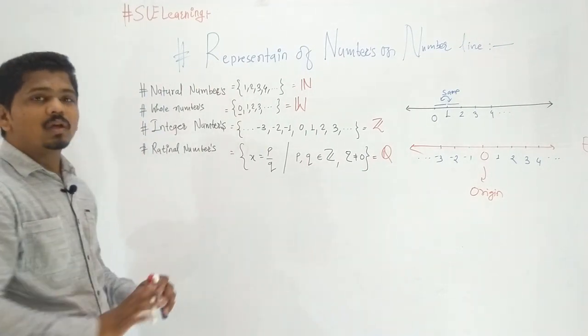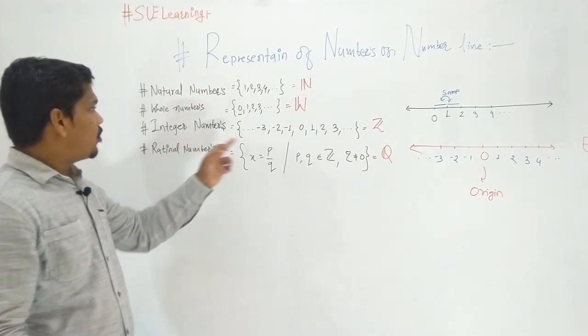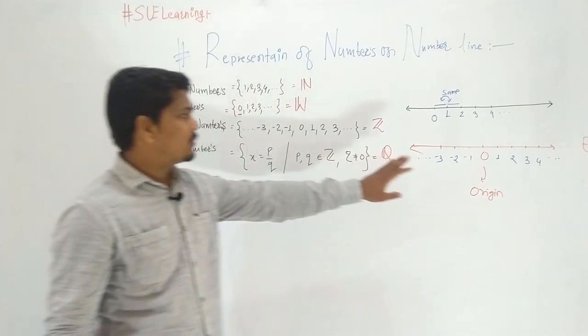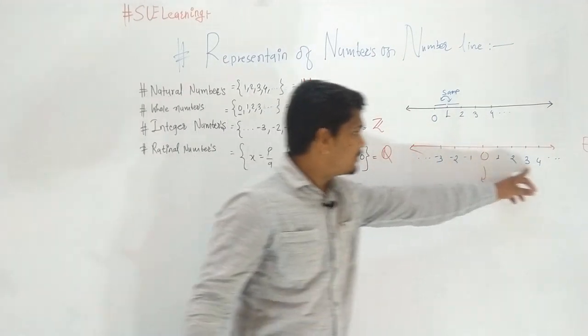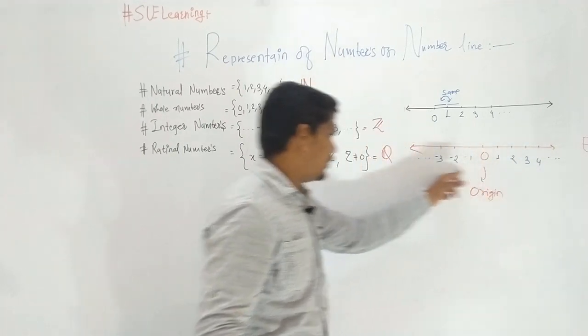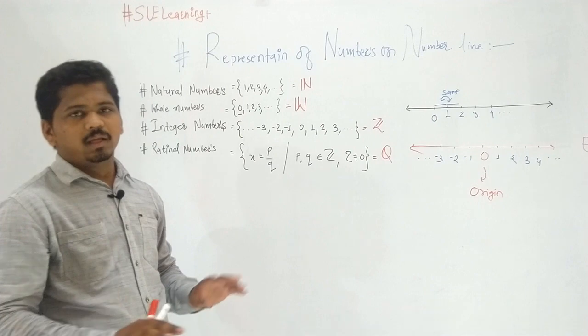Now you know how to plot integers. And last, you know integers consist of whole numbers as well as natural numbers. Therefore you can see that this number line consists of your natural numbers, whole numbers and integers also. This line represents all three kinds of numbers.